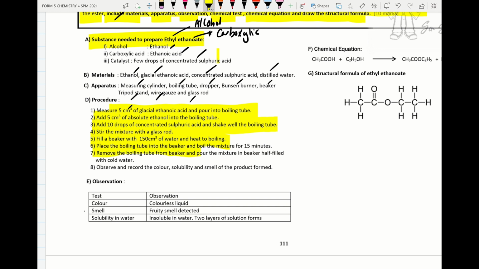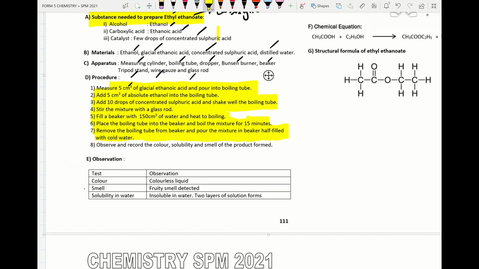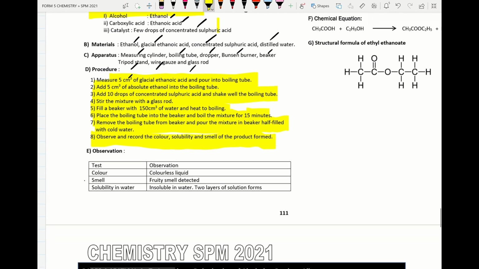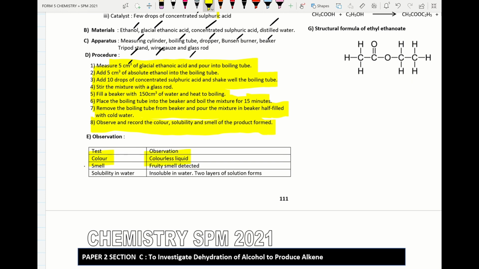Place the boiling tube into the beaker and boil the mixture for 15 minutes. Remove the boiling tube from the beaker and pour the mixture into a beaker half filled with cold water. Observe and record the color, solubility, and smell of the product formed. So the color will be a colorless liquid. Smell: a fruity smell is detected.